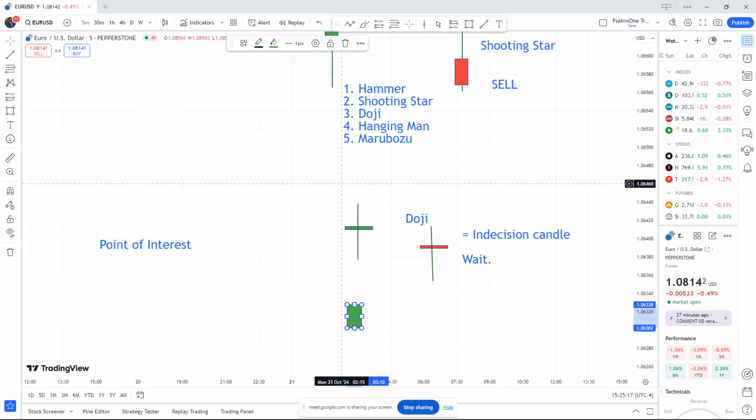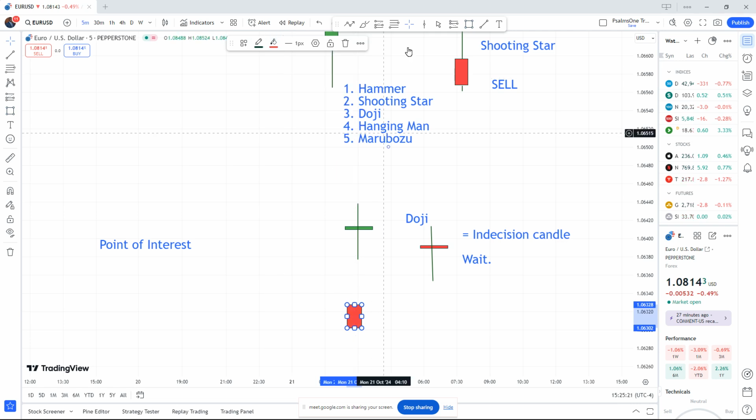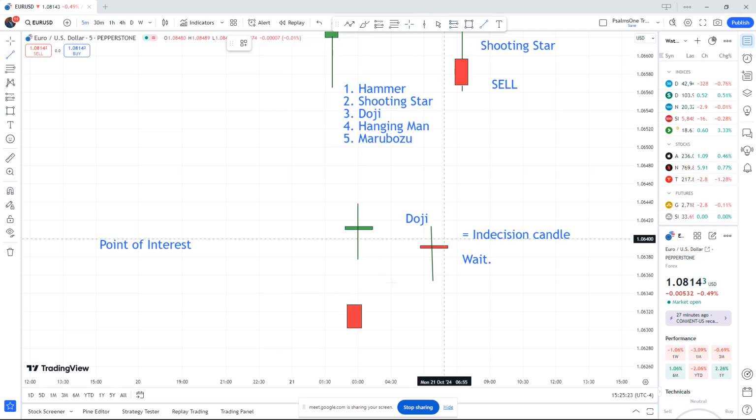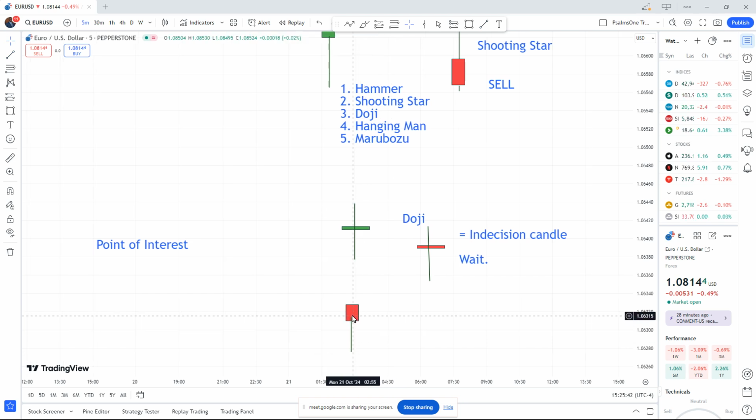Even at support, support can get broken. So you can see a hammer, and then the next thing, they broke the level. So it means that your analysis has failed. Then let's go to the one that looks like the opposite of the hammer, the inverted hammer. You use it at levels where you are already expecting price to fall down.